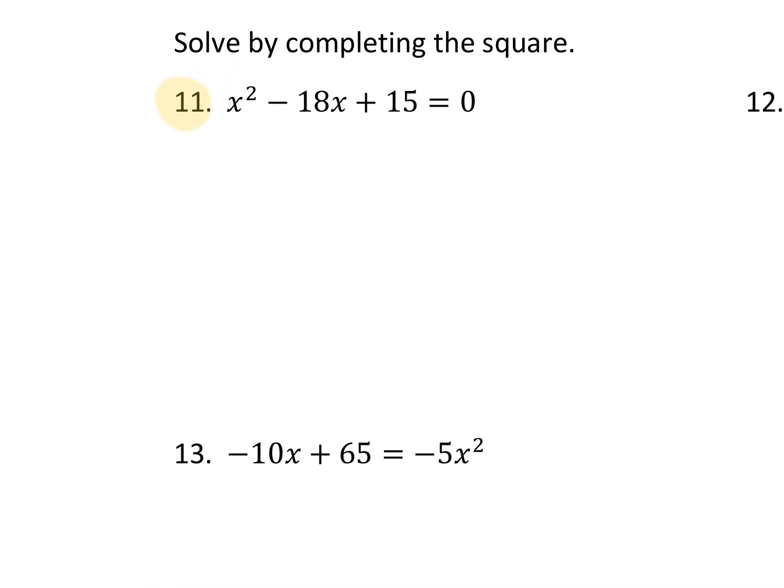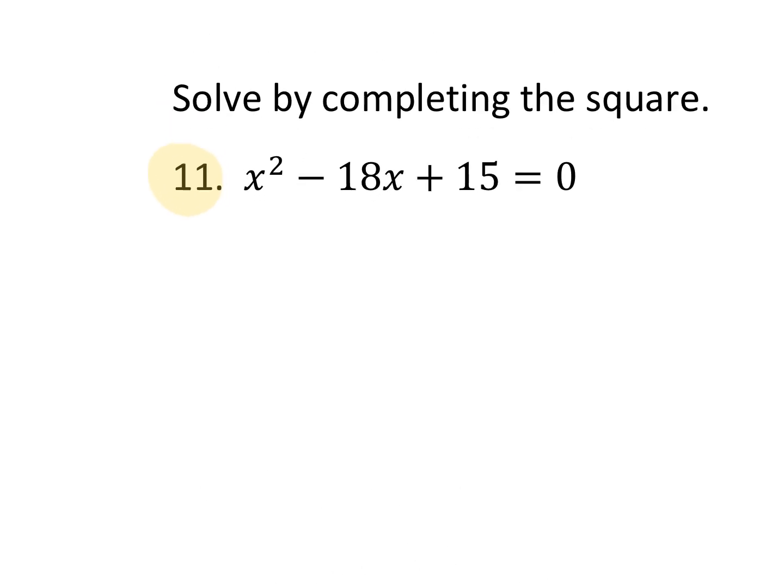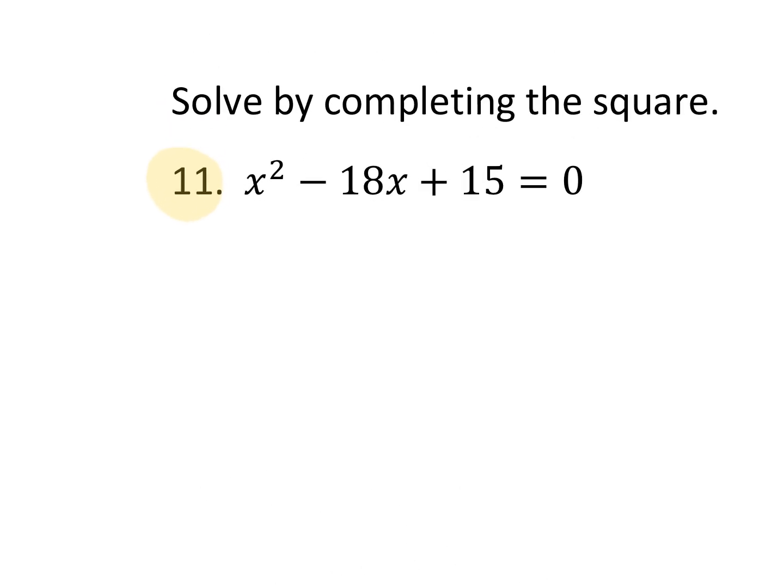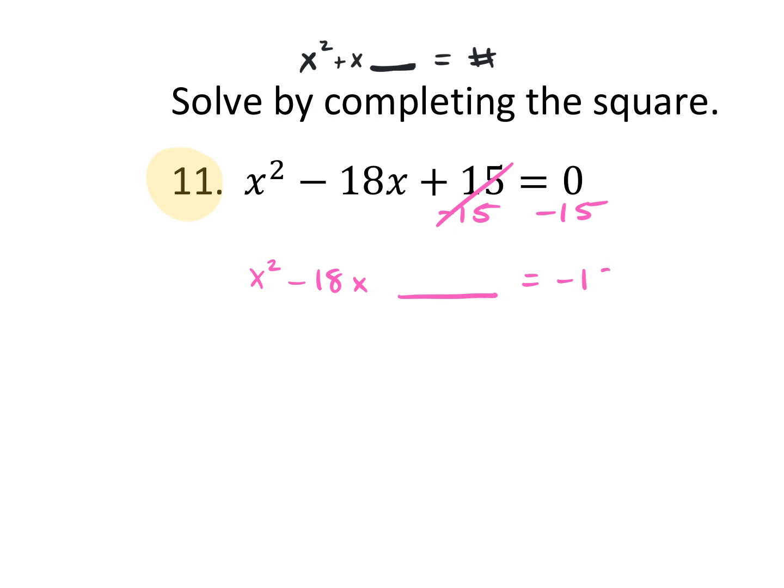Next, let's solve by completing the square. So for number 11, what should we do first to complete the square? Perfect. When we complete the square, we want the x terms on one side and the number on the other. So I'll say the x squared plus x. We're going to leave a space to complete the square. Put the number on the other side, so we can subtract 15, move it over. So x squared minus 18x, I'm going to leave a space to complete the square, and it's equal to -15.